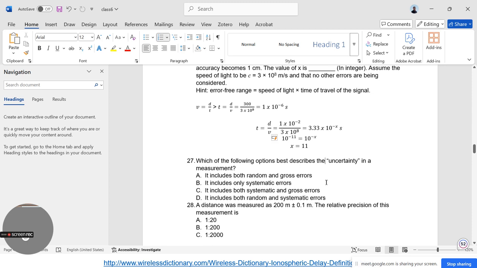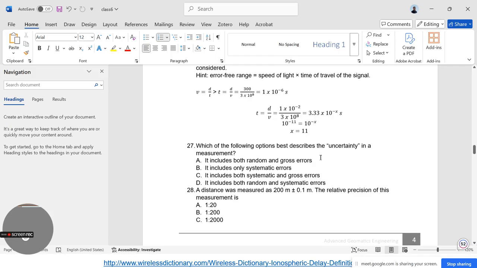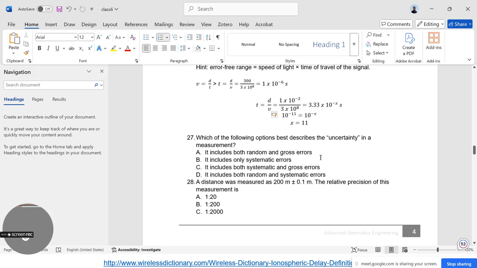The next question is, which of the following options best describes the uncertainty in a measurement? Basically when we talk about uncertainty, it is coming because of the systematic error and random error, not because of the gross error, because gross error can happen because of humans, or it can be anything which we can neglect through precise planning. So mostly the uncertainty, when you hear it, is because of random and systematic error.